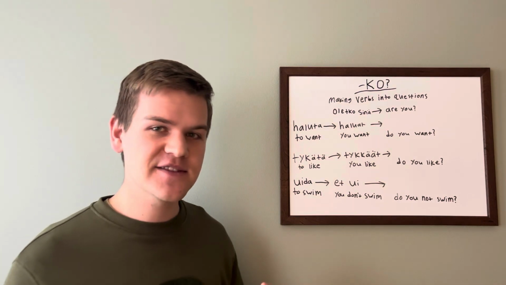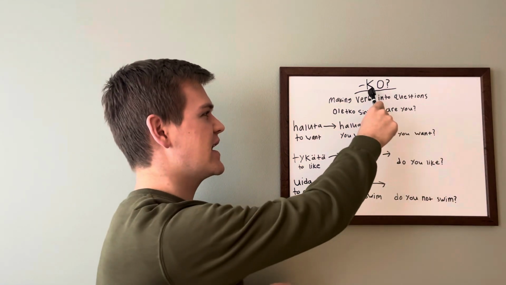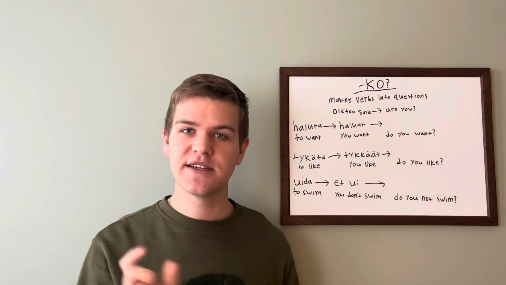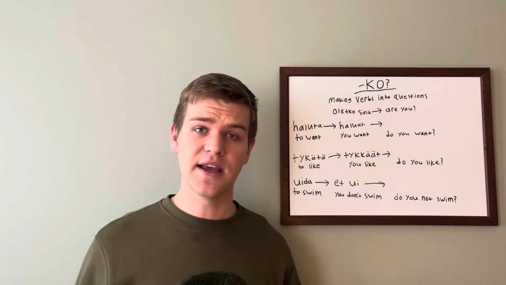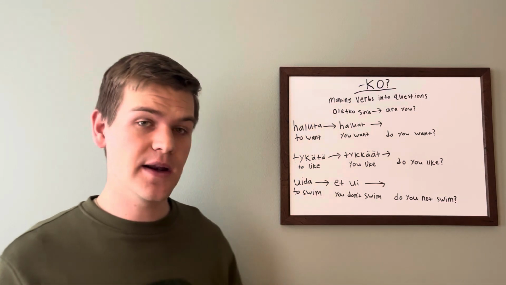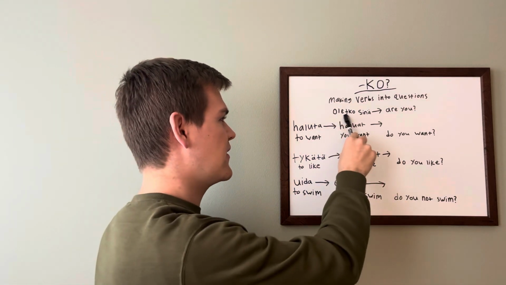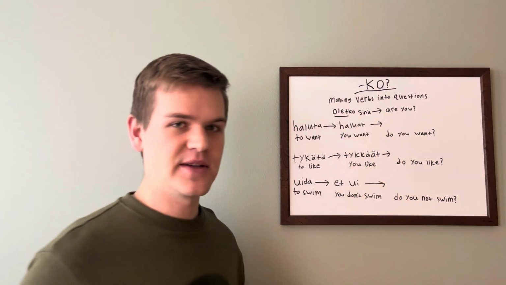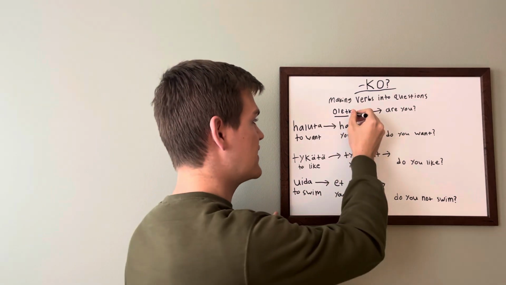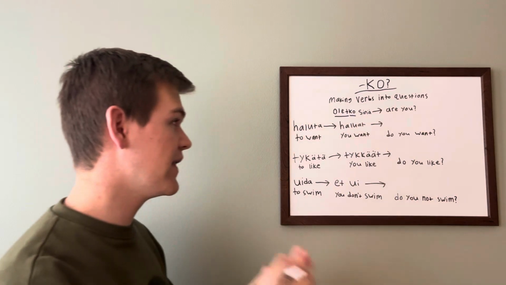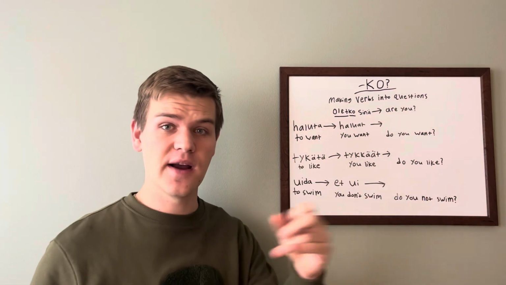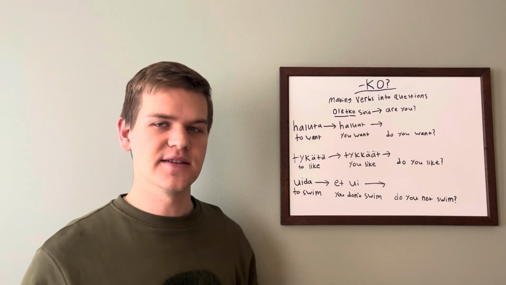So you might have seen this around sometimes, but we have this ending, -ko. When we put this onto any verb, once it's already conjugated, it turns it into a question. So I have this example here, oletko. We can see the two parts of this word. We have olet, which is the conjugated version, and then there's just a -ko put right on the end there. That makes it into a question. So olet is "you are," and oletko is "are you."